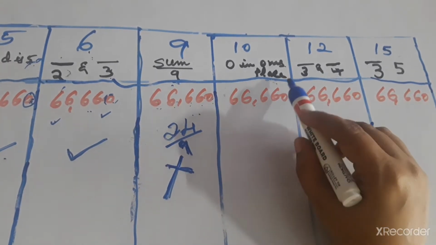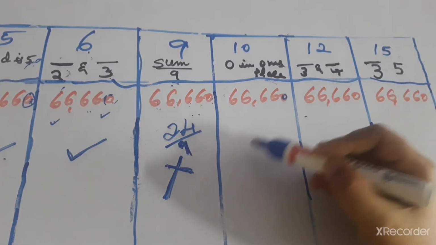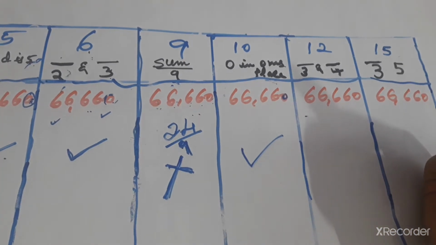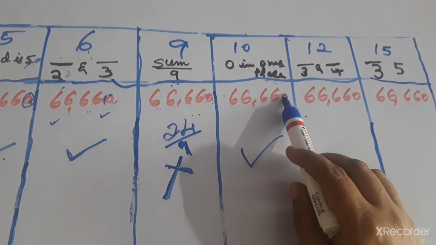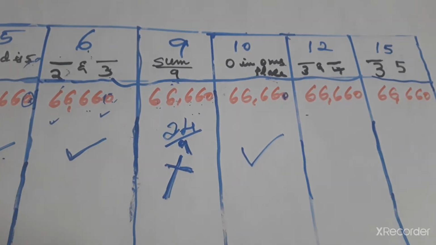And 10 means if there is 0 in the ones place, that number will be divisible by 10. 10 के हिसाब से one's place पे 0 रहे तो all number 10 से divide होता है.